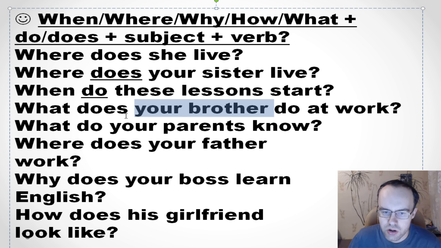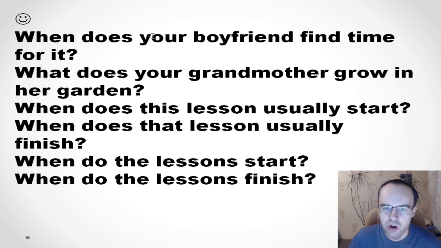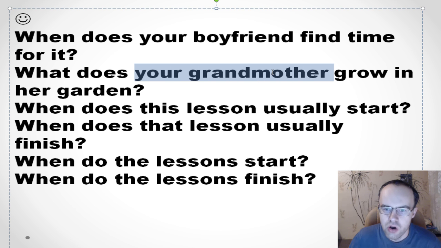What do your parents know? So your parents, they. Where does your father work? Your father, he. Where does your boss learn English? So boss, he or she. How does his girlfriend look like? His girlfriend, she. So does. How does his girlfriend look like? Good. When does your boyfriend find time for it? Your boyfriend, he. What does your grandmother grow in her garden? She.